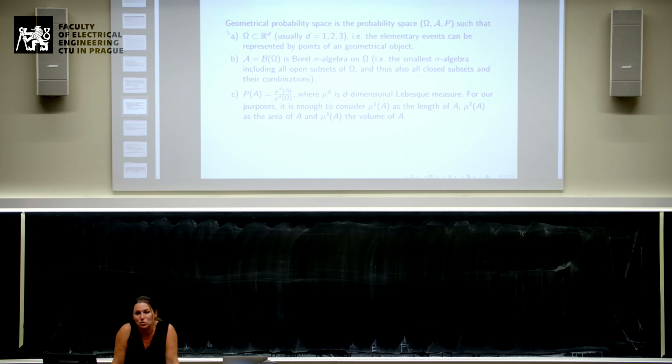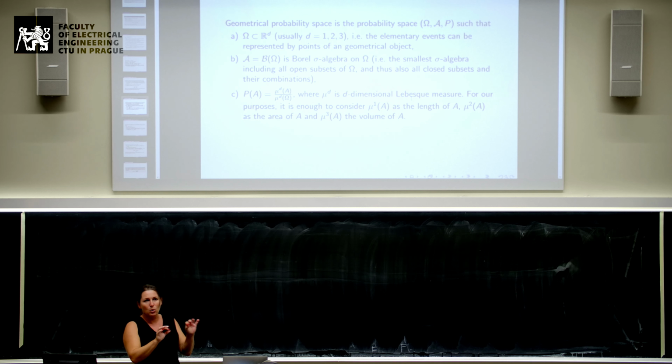So you can imagine it as the set of all subsets, which you can imagine to construct. And then the probability of a random event A is given by the ratio of so-called d-dimensional Lebesgue measures. Probably you don't know what Lebesgue measure is, but it is nothing other than the volume in the corresponding dimension.